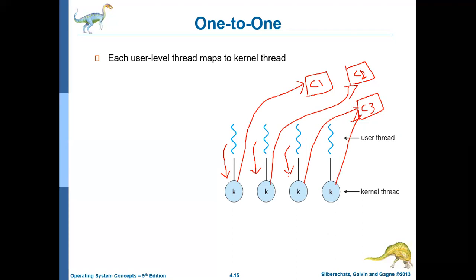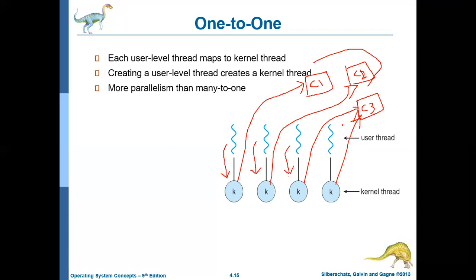So they will be context switching. Like in C3, this thread may execute for some time and then this thread will execute. Whereas these two are running fully parallelly. Okay. So this is the advantage of this particular system: more parallelism. So it supports more parallelism than the many-to-one model.